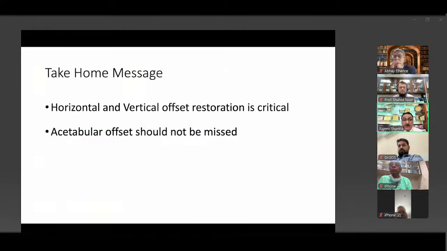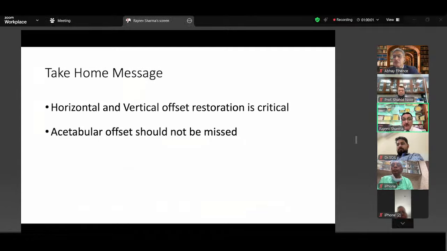So what is very important is that the horizontal and vertical offset restoration of both is critical, and acetabular offset also should not be missed. So as much as possible, even without the technology, I'm sure that we can manage the hip in a very good way in today's time. Thank you so much.